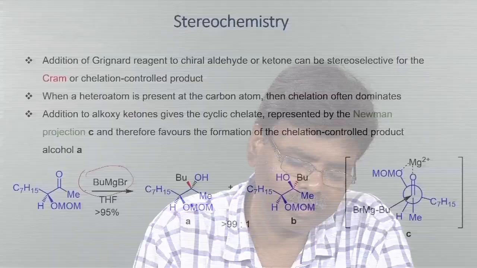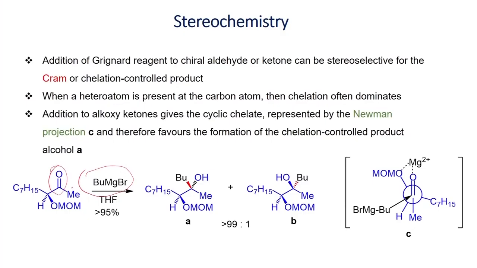So, stereochemistry. If the alpha carbon is chiral, there is a possibility when you do the addition reaction with this carbonyl group that you can generate a new stereogenic center, because the carbonyl group is now diastereotopic and the nucleophile can approach both faces of the ketone. But in the example given here, this alpha carbon is chiral and has a heteroatom.